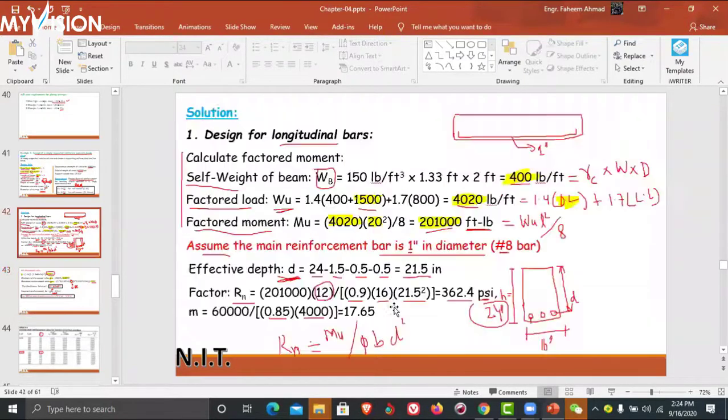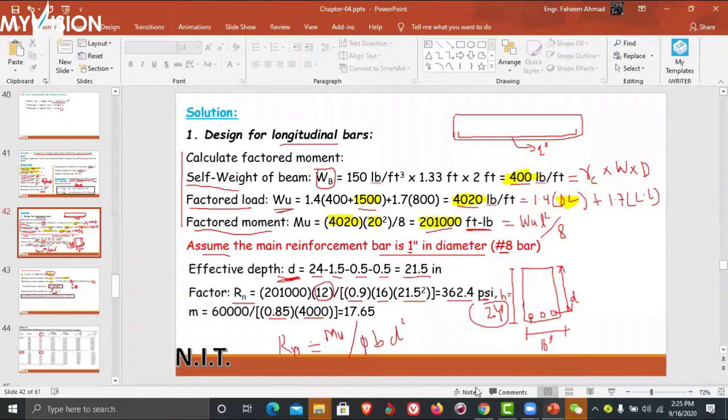As I have shown you, this is 24. If you have understood, 24 is the total thickness of the beam. 1.5 is the concrete cover. 0.5 is half of this 1 inch. And this 0.5 is the diameter of the shear ring.